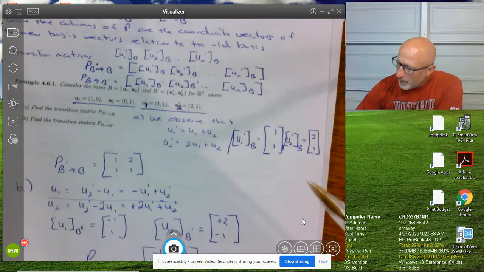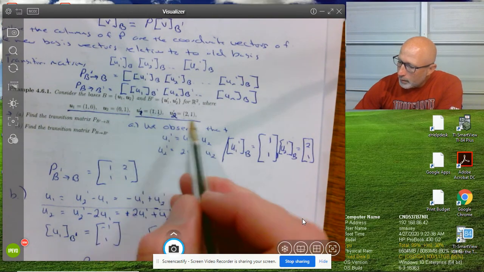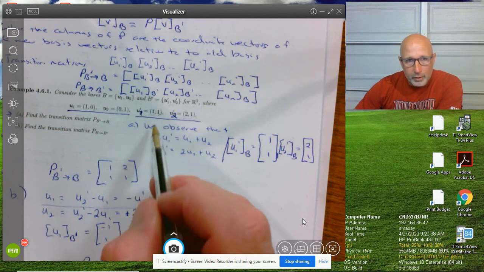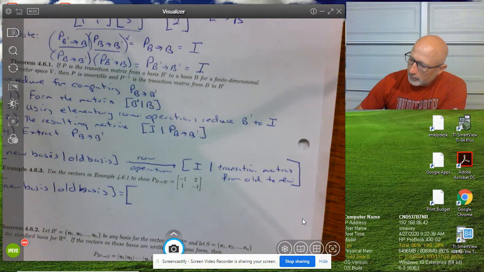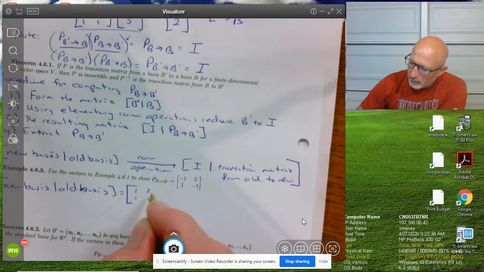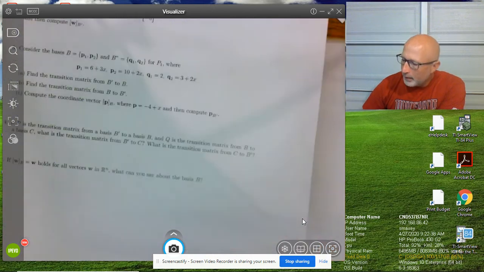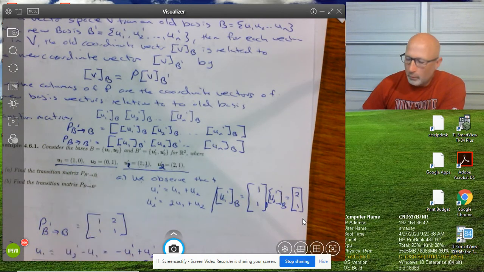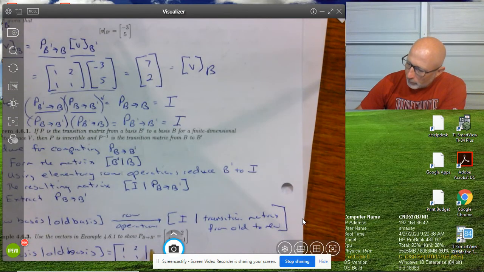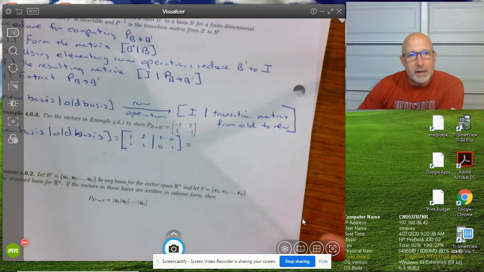Okay, so the new basis is 1, 1, 2, 1. So these are stacked vertically, remember? So 1, 1, 2, 1. So this is going to be 1, 1, 2, 1. Now augmented with the old basis. Now what's the old basis? The old basis is your standard unit normal vectors, so 1, 0, and 0, 1. So this is 1, 0, 0, 1. And then I just have to simplify this to turn this into the identity matrix.